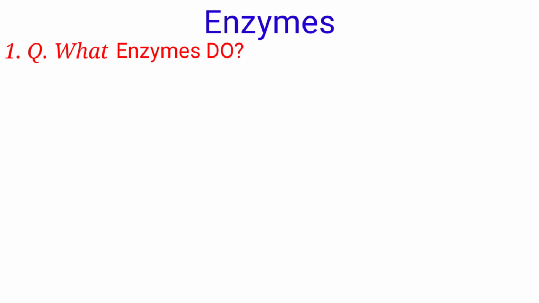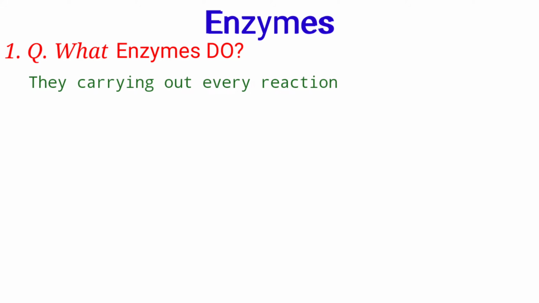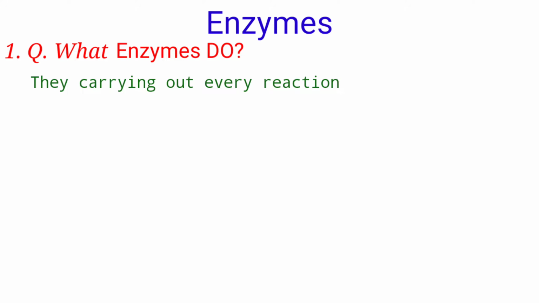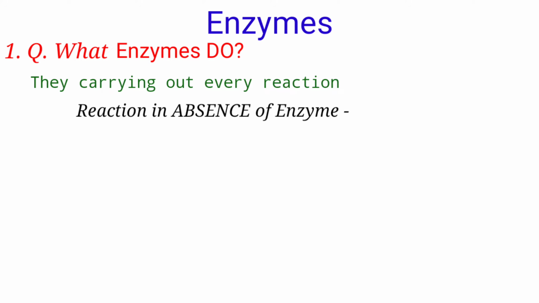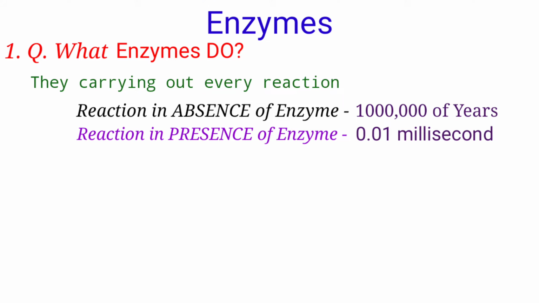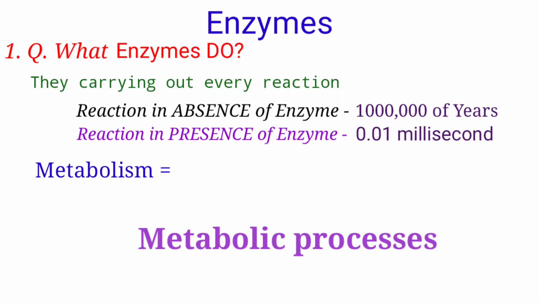So the first question is, what do enzymes do? They are responsible for each and every reaction which takes place inside the cell. Without an enzyme, it may take thousands or millions of years for that reaction to happen, and in the presence of enzymes, it may take 0.1 millisecond only. We are talking about metabolic processes here.